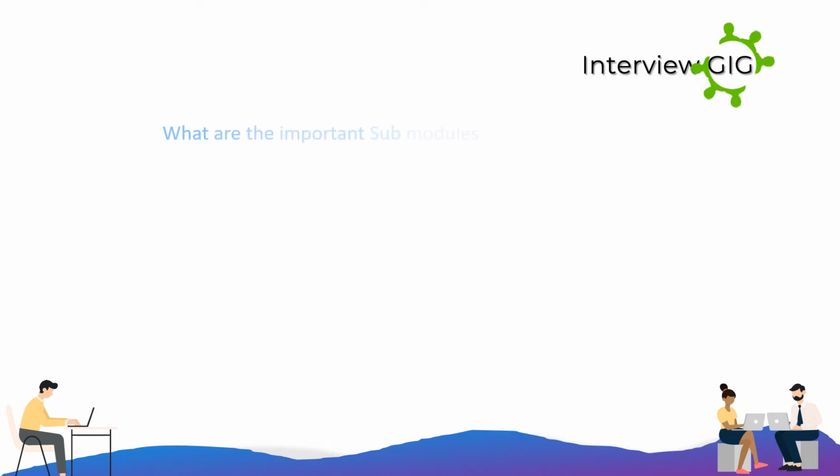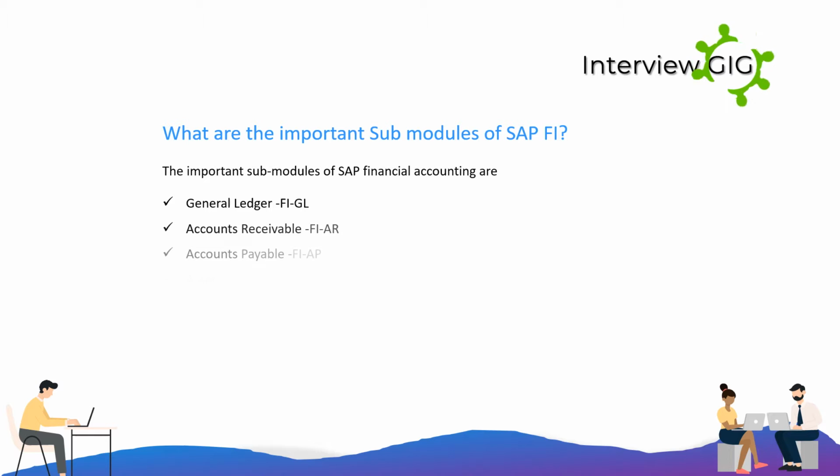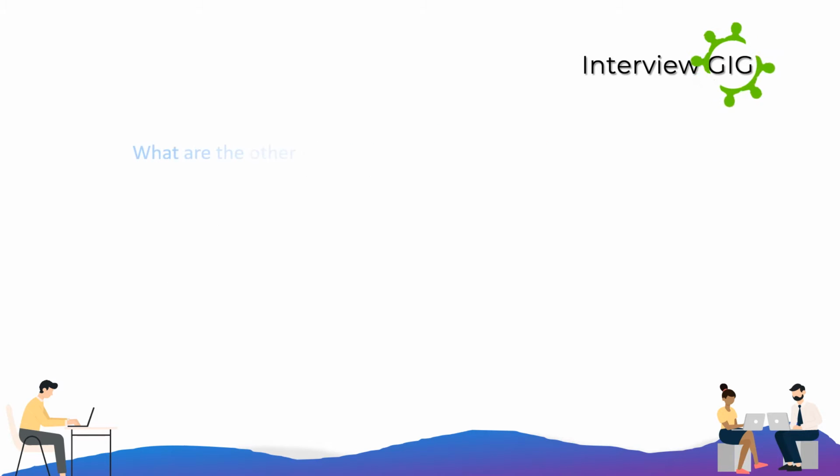What are the important submodules of SAP FI? The important submodules of SAP Financial Accounting are General Ledger (FI-GL), Accounts Receivable (FI-AR), Accounts Payable (FI-AP), Asset Accounting (FI-AA), Bank Accounting (FI-BA), Travel Management (FI-TV), Funds Management (FI-FM), Special Purpose Ledger (FI-SL).